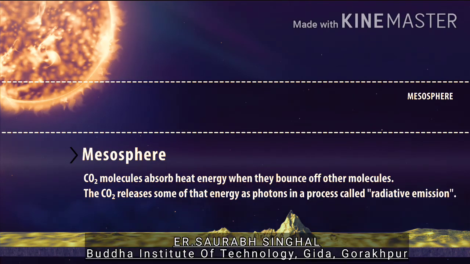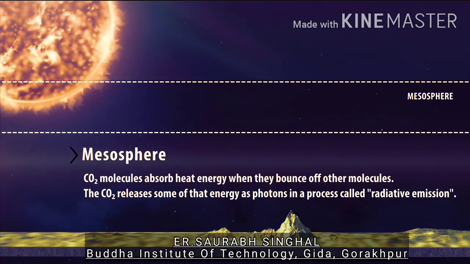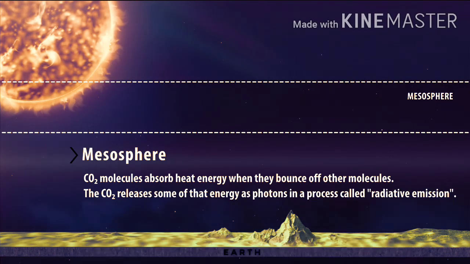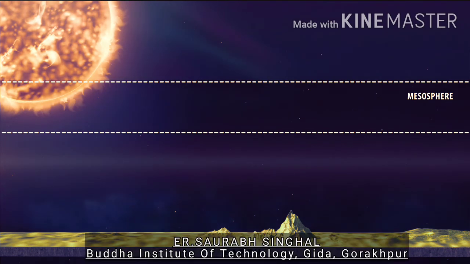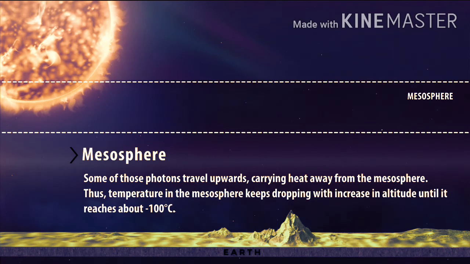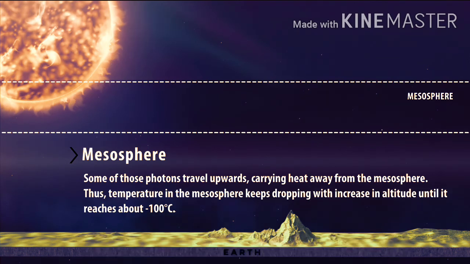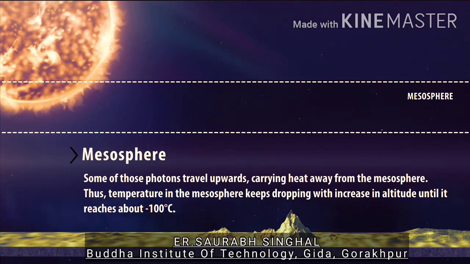Carbon dioxide molecules absorb heat energy when they bounce off other molecules. The carbon dioxide releases some of that energy as photons in a process called radiative emission. Some of those photons travel upwards, carrying heat away from the mesosphere. Thus, the temperature in the mesosphere keeps dropping with increase in altitude until it reaches about -100 degrees Celsius.